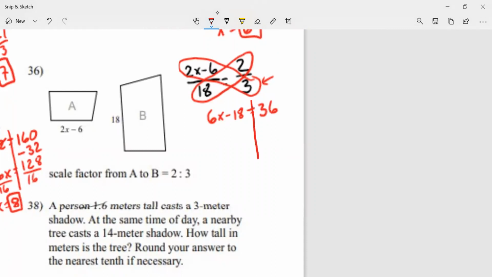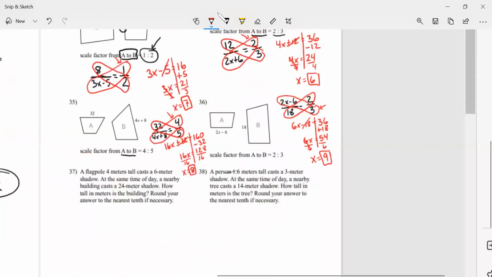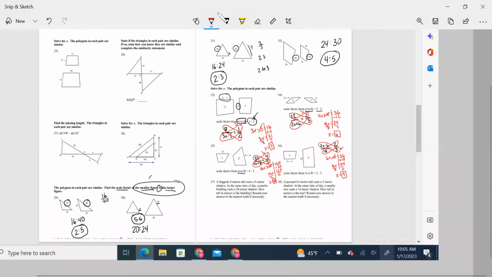We separate them through the equal sign. My minus 18, let me go over as plus 18. So I'm going to write this as 6x equals 54. Right? 36 plus 18 is 54. Now let me divide both sides by 6. And I get that x is equal to 9. And I'm just going to type in 9. Okay, let me zoom out to show you guys what we did.